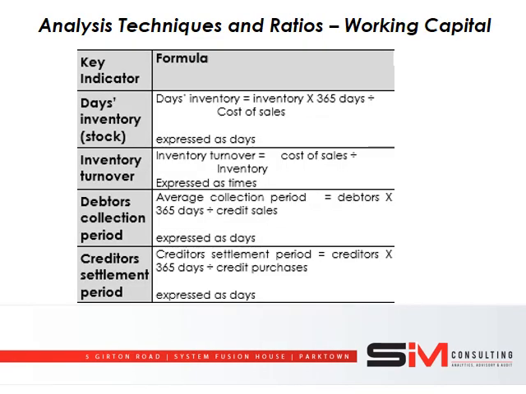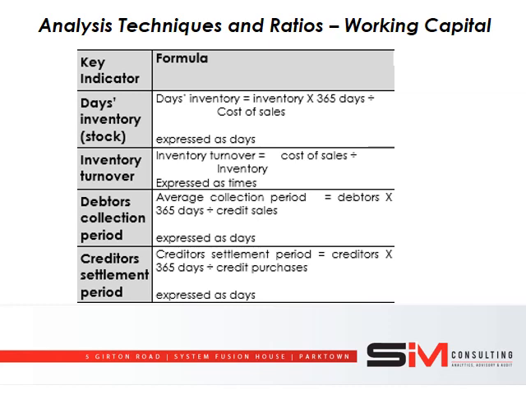Let's look at working capital, liquidity, cash analysis. Those analyses are built around 4 items. 1 is days inventory or stock. 2 is inventory or stock turnover. 3 is debtors collection period. 4 is creditors settlement period. Let's work with the formulas on how you get into those elements of analysis.